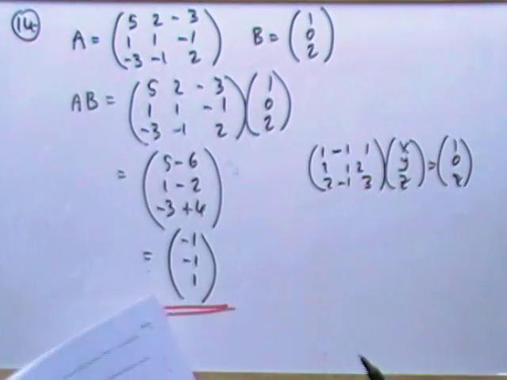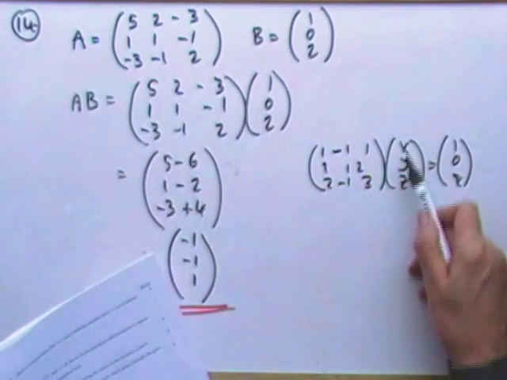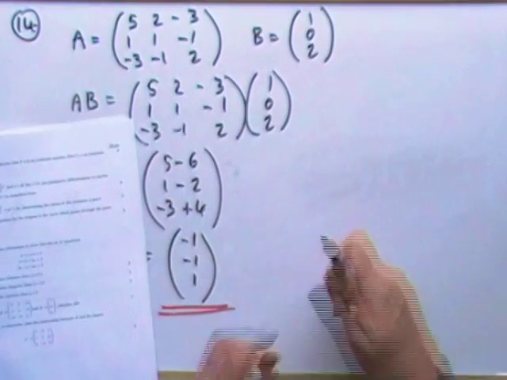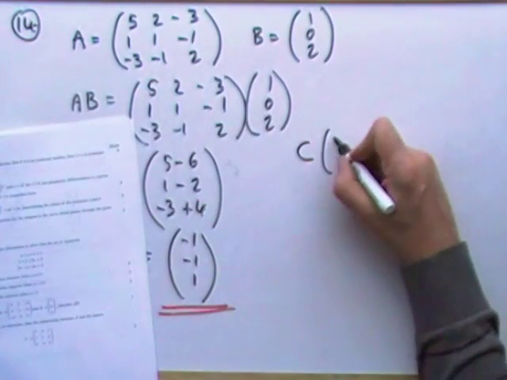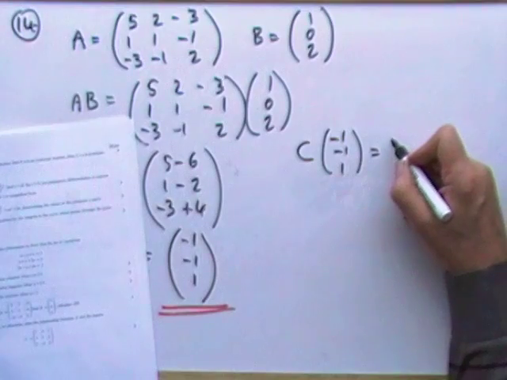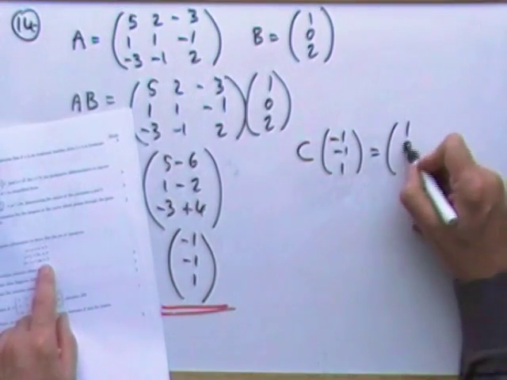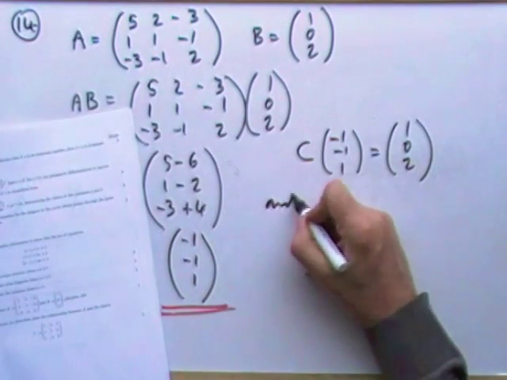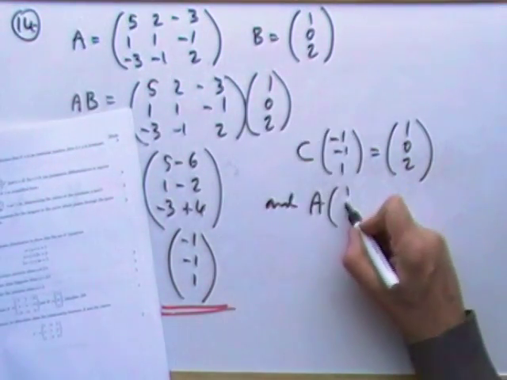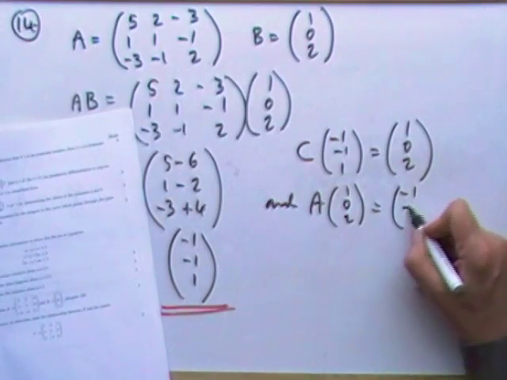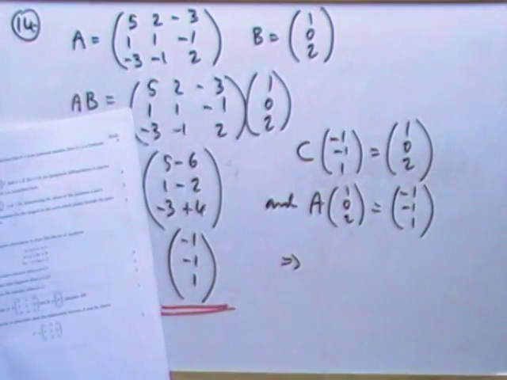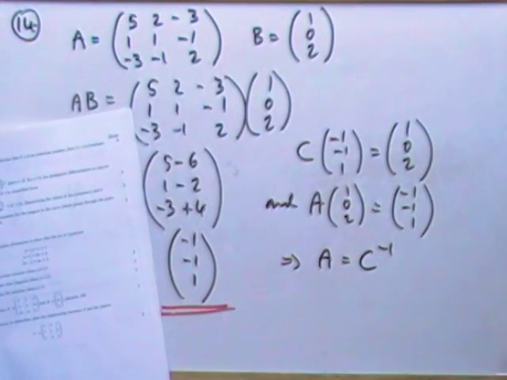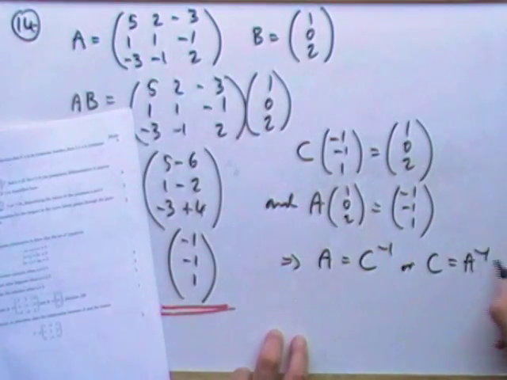You were solving that system using Gaussian elimination. And that x, y, z was actually this. Which means that what you could state for this part would be this. You could say, well, C times negative 1, negative 1, 1 gave the answer 1, 0, 2, because that was the solution set multiplied by C to give this. And A times, you just did it, 1, 0, 2 gives the answer negative 1, negative 1, 1, which must mean they're the inverses of each other, which means that A must equal the inverse of C, or vice versa, or C equals the inverse of A.